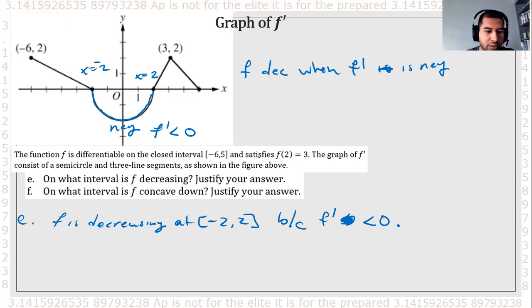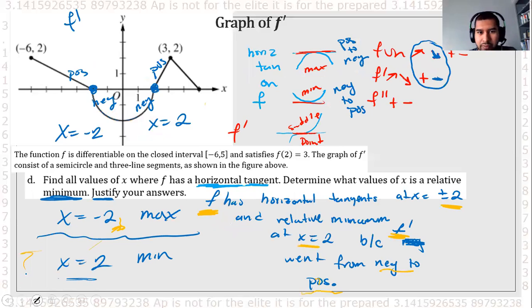It talks about what they want, which is f. It talks about the decreasing. It talks about the answer and why. So this would be pretty good. The next one says f prime is concave down. When is it concave down? Well, let's see if we can see it with the fun chart.